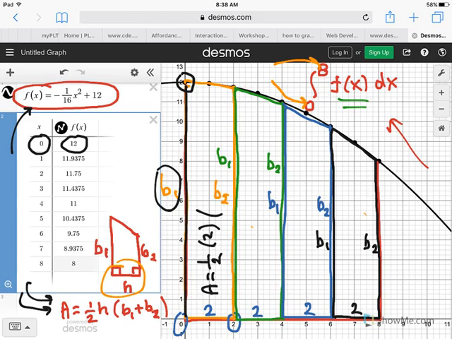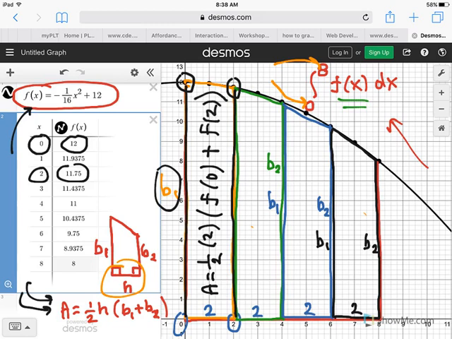So I'm going to try to be a little bit general here and write f of 0, but we know that to be 12, plus the length of base 2, which would be the height of this vertical line segment, which would be f of 2, which is, of course, 11.75, but I'll write f of 2 for now.